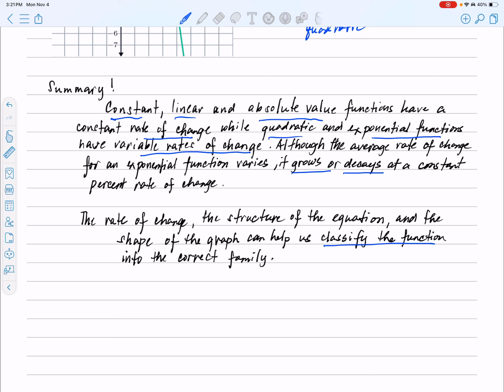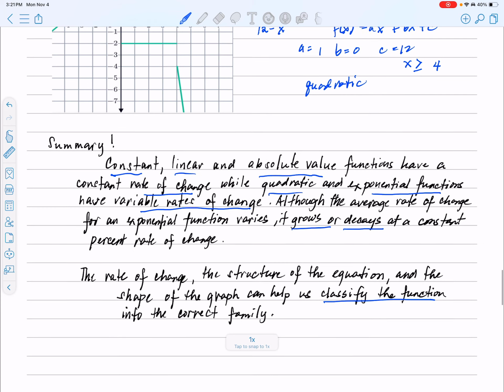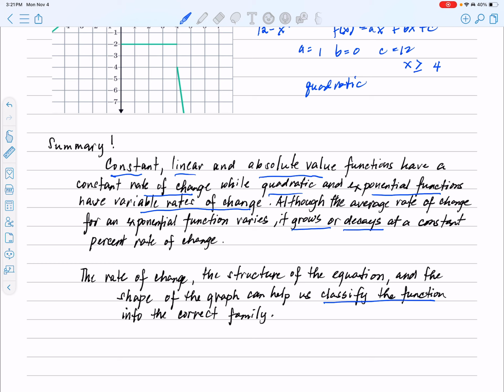All right. So this video is only about the function families. The second part will be the transformations and all types of transformations. Okay, we're going to do that in the next video.